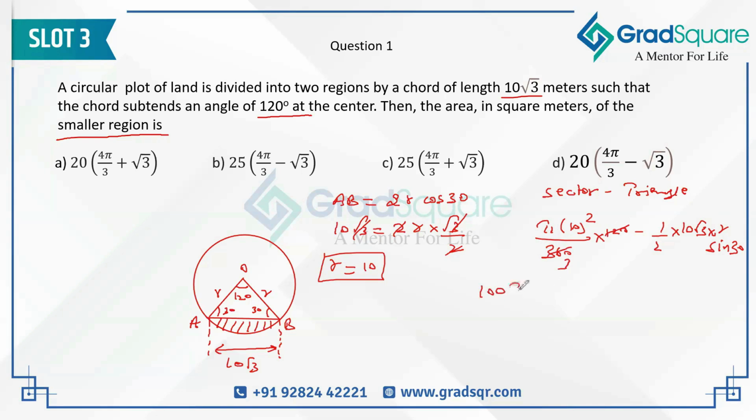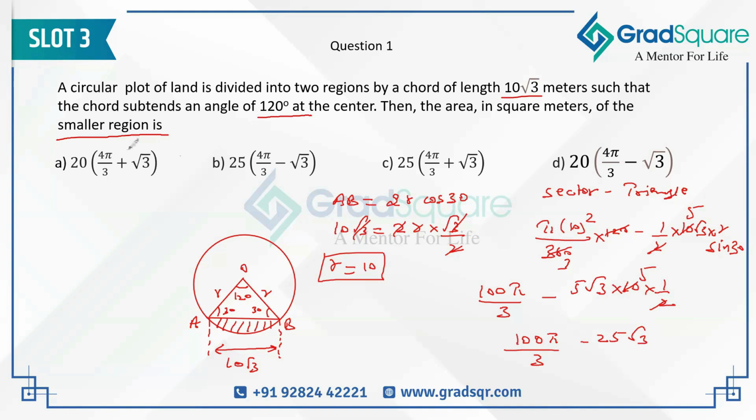Now if you look at this, it will become 1 by 3, and you will get 100 pi by 3 as the area of the sector, minus half times 10 root 3 times r sine 30. The 2 will make it 5, and the value of r was 10 and sine 30 was 1 by 2. So this is going to be 25 root 3. So the area is 100 pi by 3 minus 25 root 3.